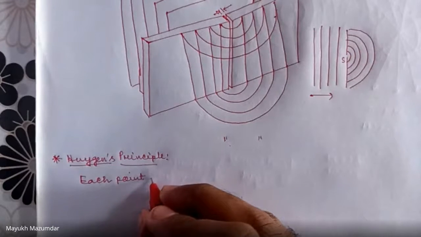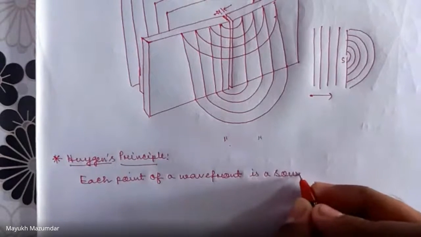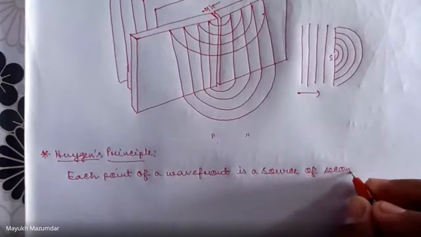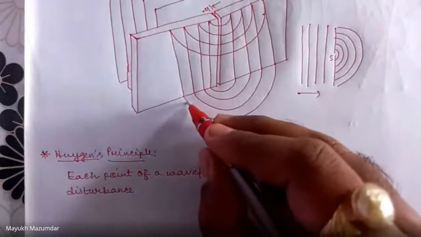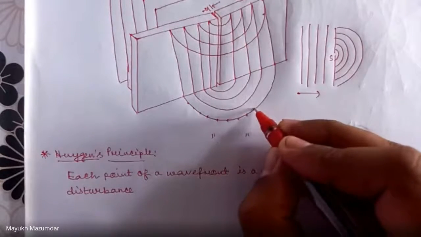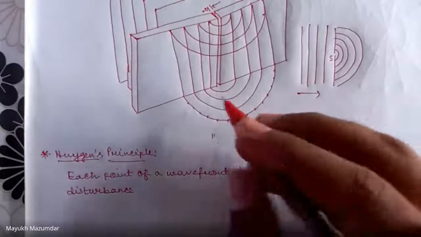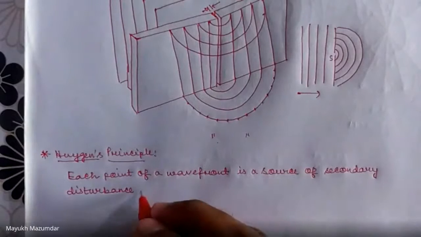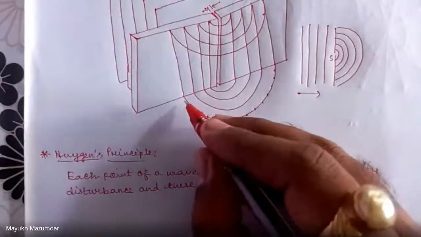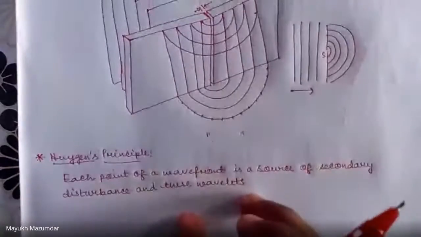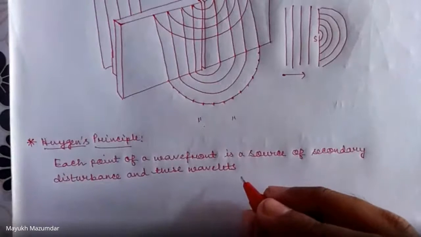So what it says is that each point of a wavefront is a source of secondary disturbance. That is, I made a wavefront, say this one. It is saying that each and every point on this wavefront acts as a source for secondary disturbance. That is, they act as a source of more waves, and these wavelets, the waves that come out from each and every point, are called wavelets because they are not the actual wave. They are coming from a part of the wave. That's why we call them wavelets. Sometimes we call them secondary waves also.